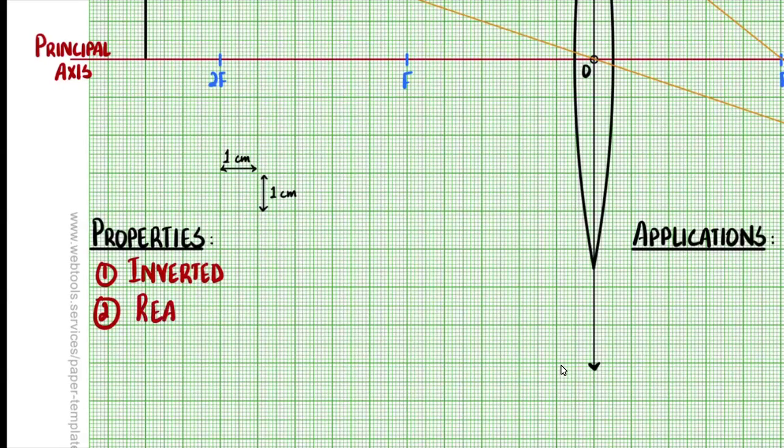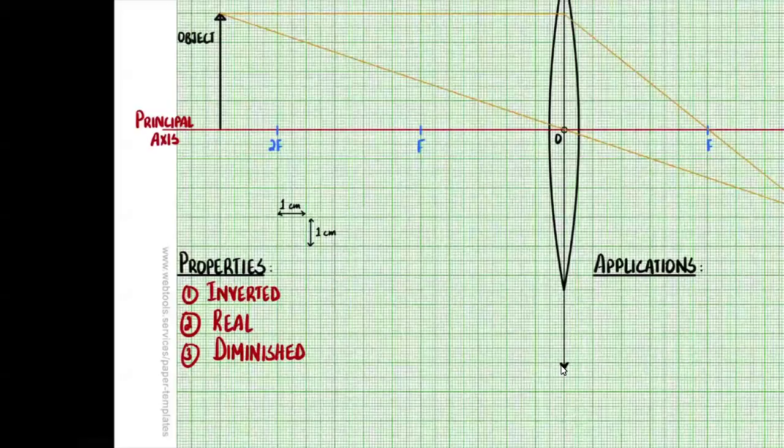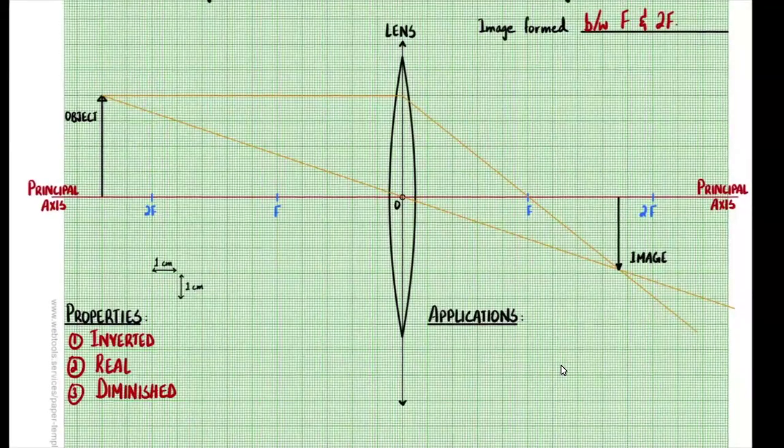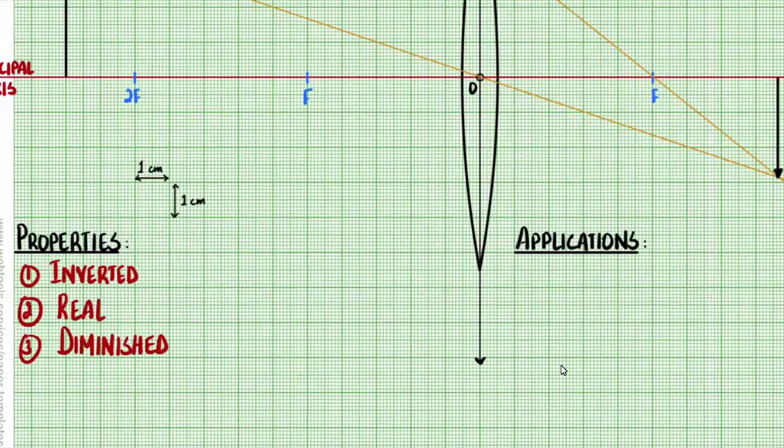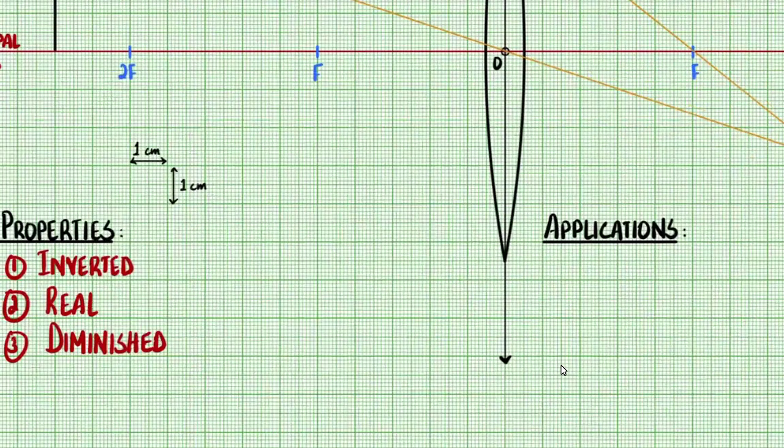Regarding magnification, again I would say that this is still a diminished image. I can see that very obviously here if I zoom out, because the image is smaller than the object. You see the same thing with the distances, you see the same thing with the heights. All right. Now, applications of this. This is used in the pinhole camera.